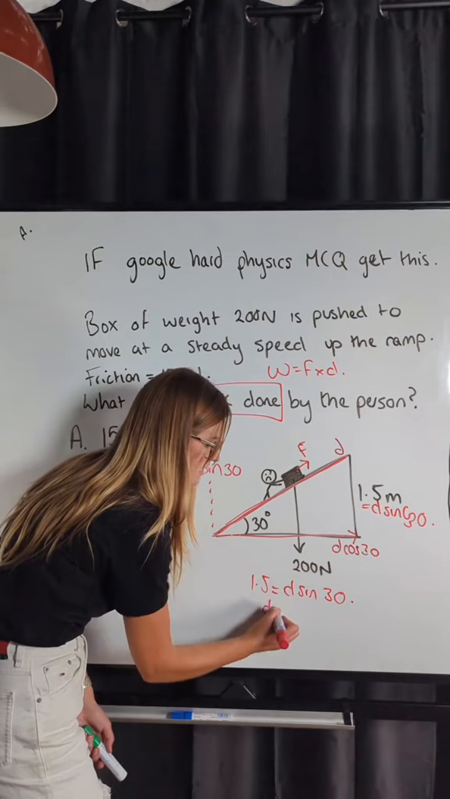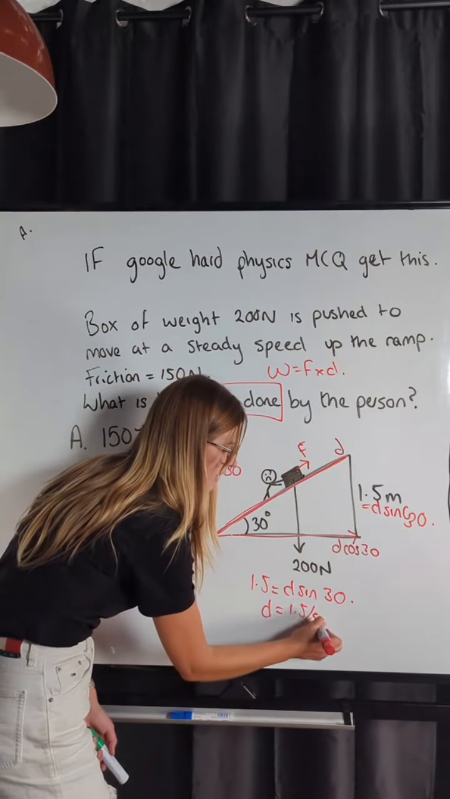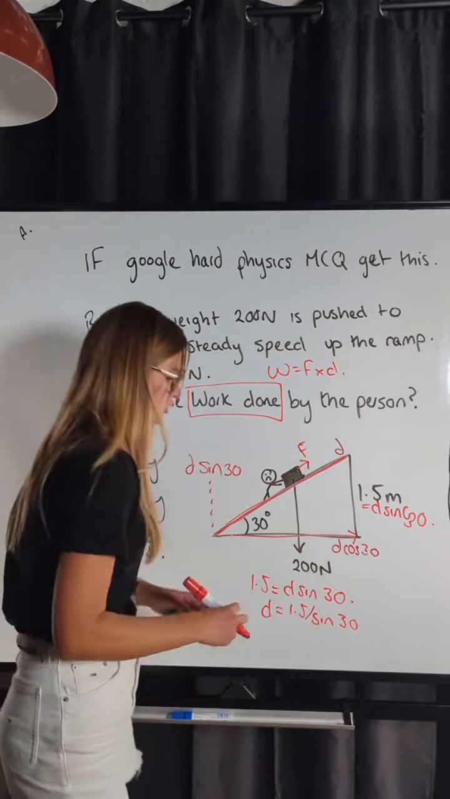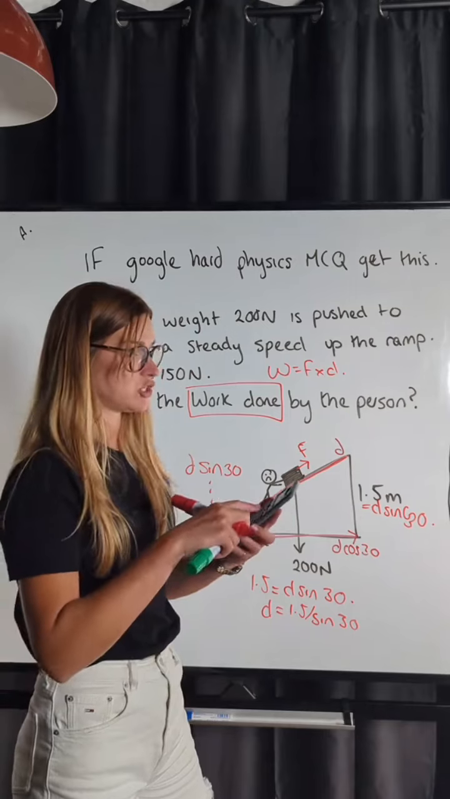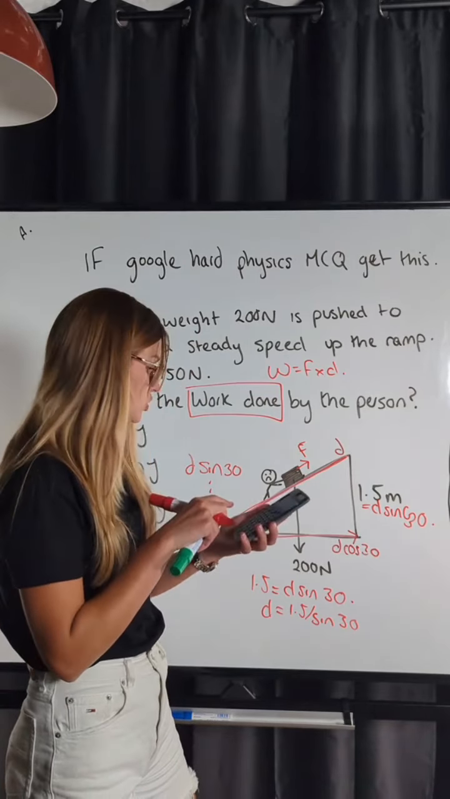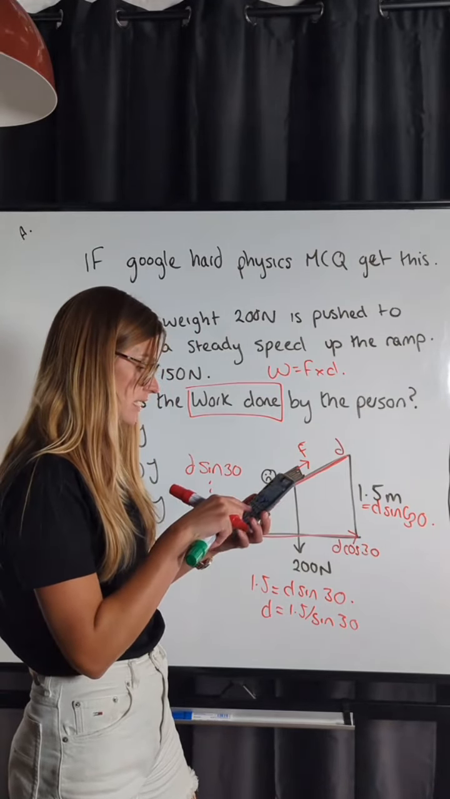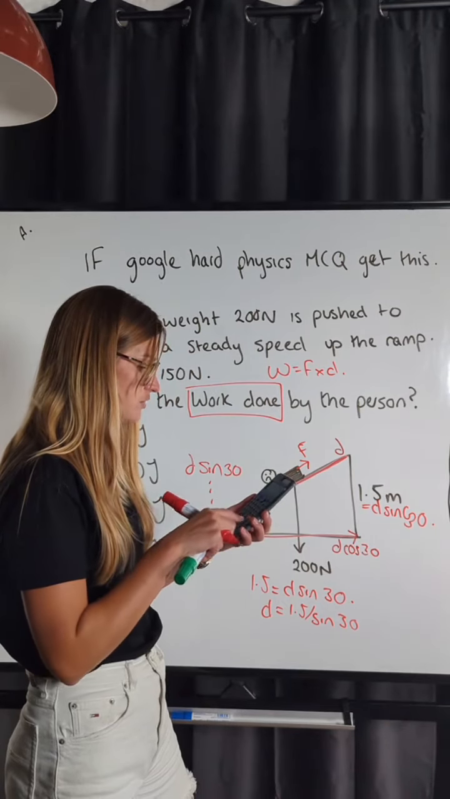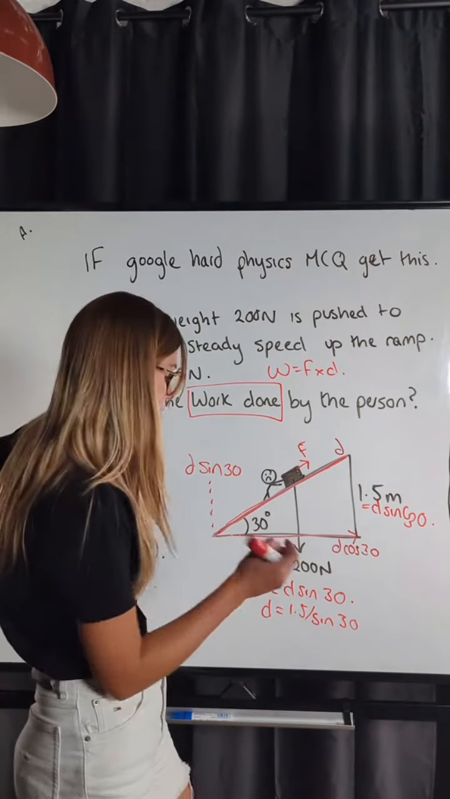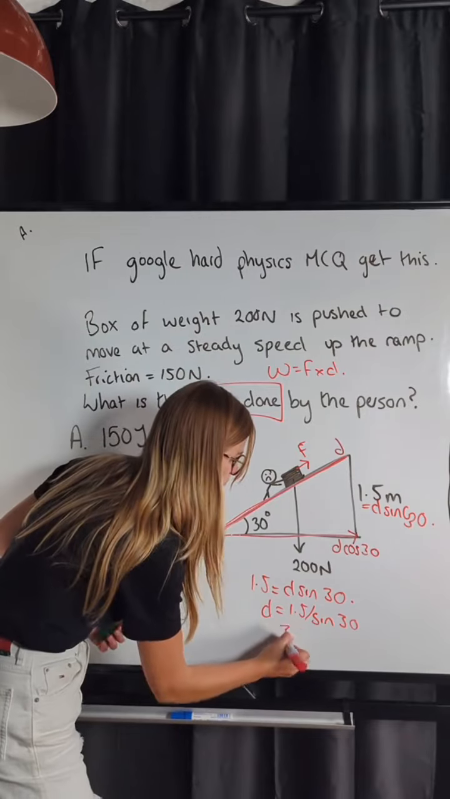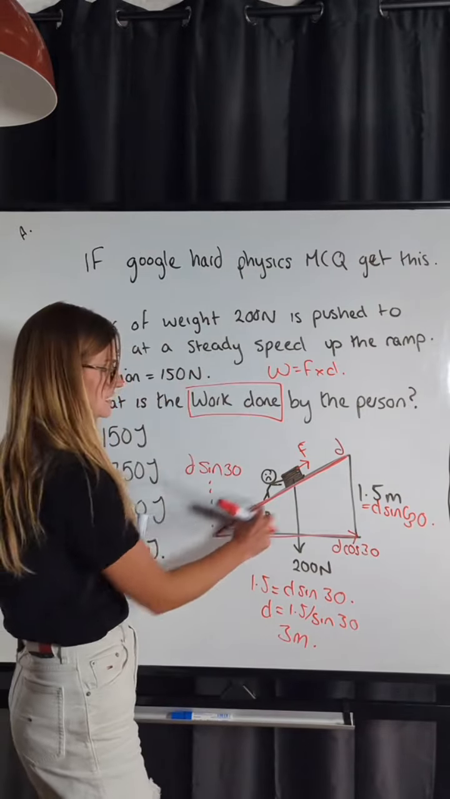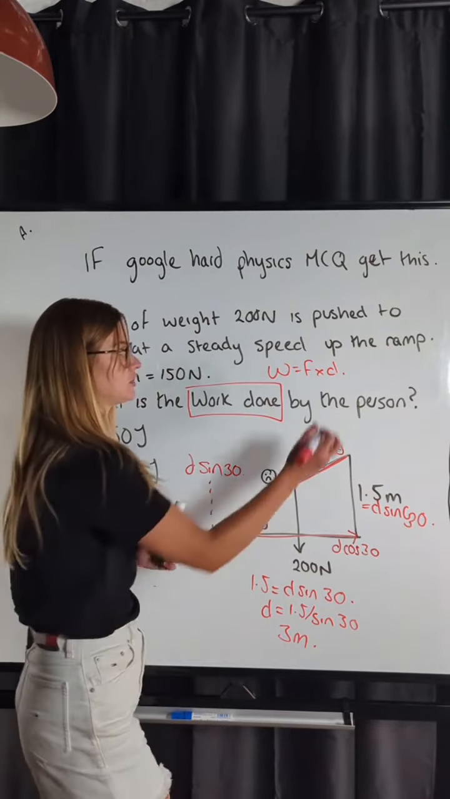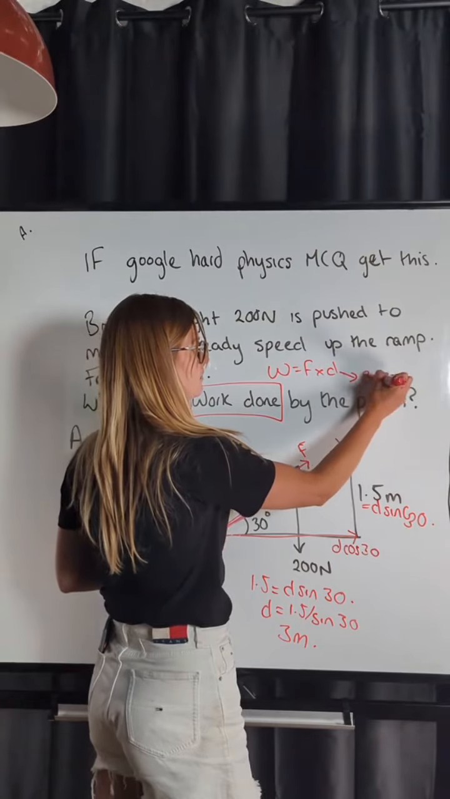So to find what d is, I'm going to do 1.5 divided by sine of 30. So in our calculators, making sure that it's always in degree mode, we're going to do 1.5 divided by sine of 30. So sine of 30, I'd probably do first, and then do 1.5 divided by my answer to get the number 3. So we know the distance he's going to go up here is 3 meters. So I know my distance again is 3 meters.